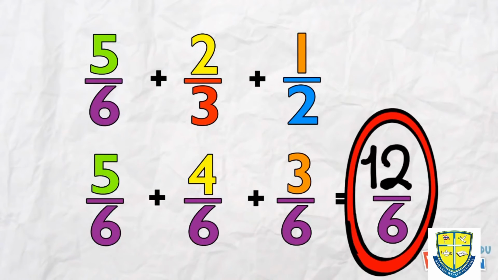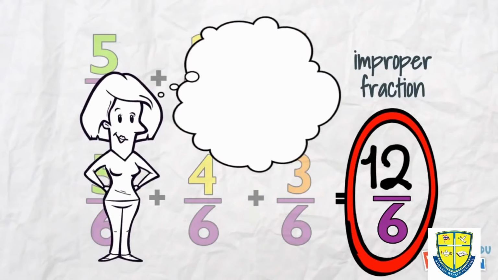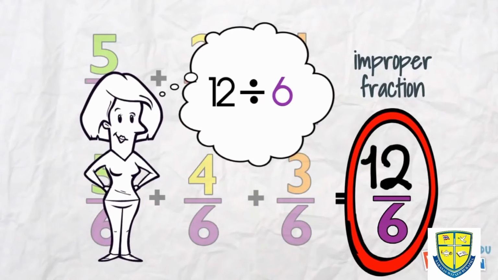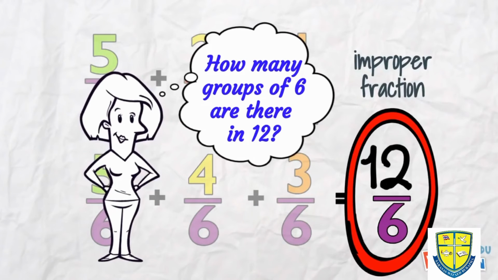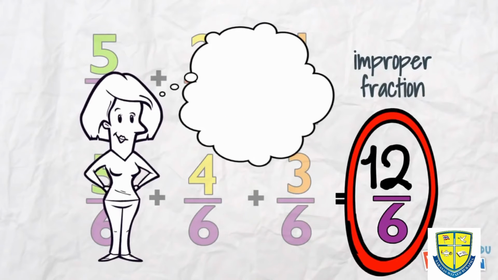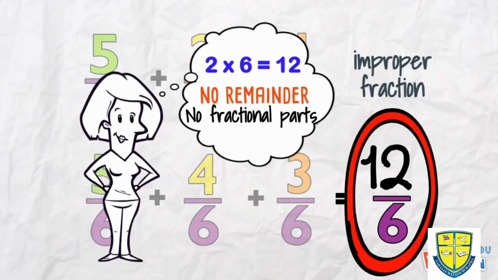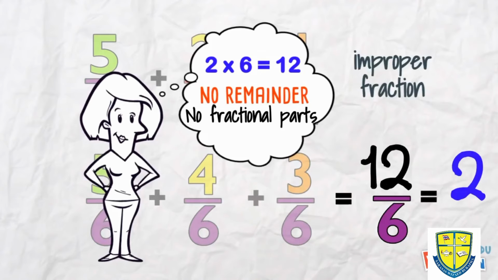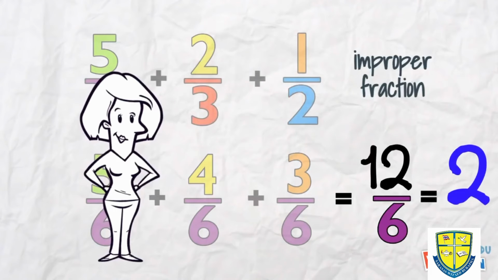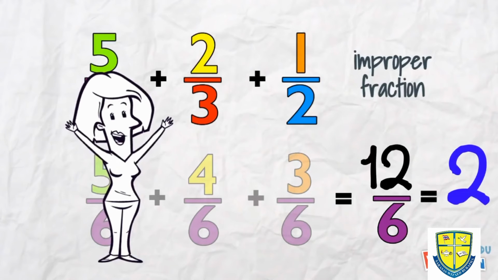That is an improper fraction, and we can't leave it like that, so we have to work it out. 12 divided by 6. How many 6's are there in 12? There's 2 lots of 6 in 12. There's no remainder, so there's no fractional parts to show. Our answer is just 2. When we add these fractions, we get a whole number in our answer. Cool!